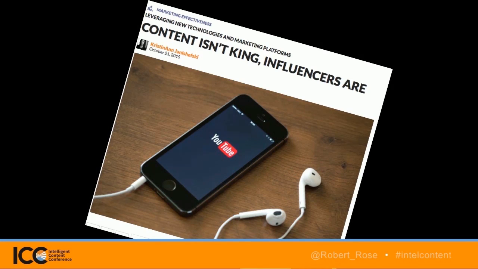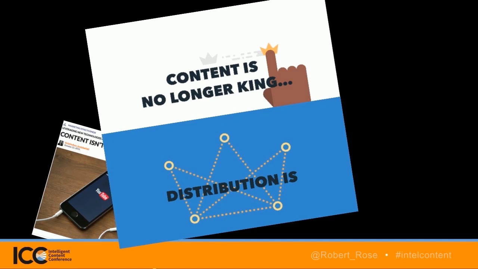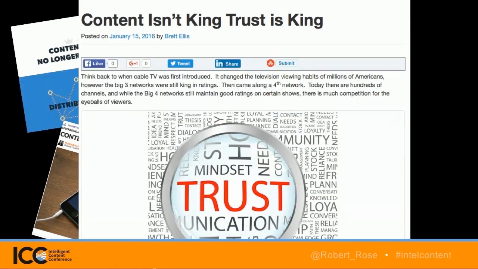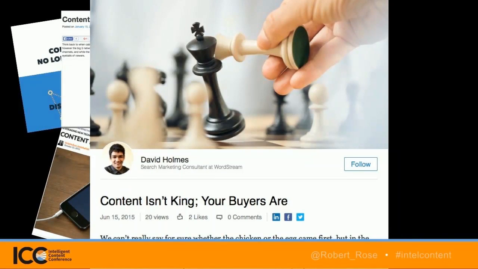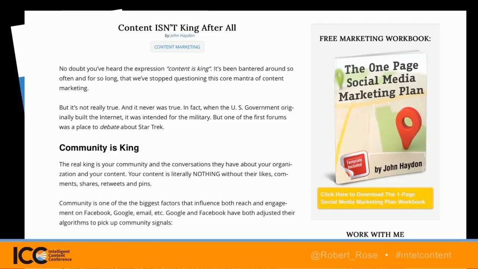So this headline says content isn't king, influencers are king. And we see other headlines that say, no, content is no longer king, actually distribution is king. Or other headlines that say content isn't king, it's about trust. Trust is actually king, and building trust with customers is actually king. Or another headline that might say, no, content isn't king, actually your buyers are king. Or another headline where it says, content isn't king after all, community is actually king.